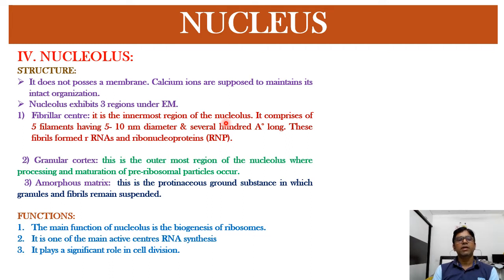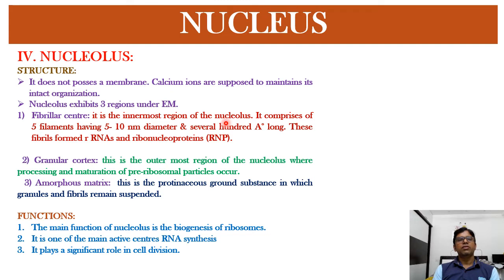And the third region is the amorphous matrix. This is the proteinaceous ground substance in which granules and fibrils remain suspended.